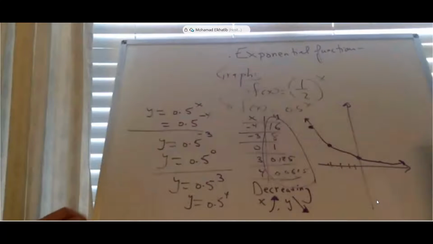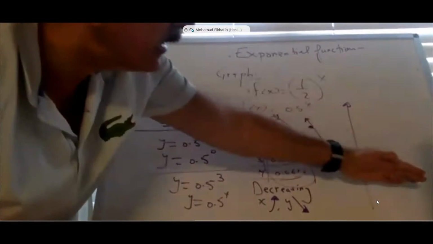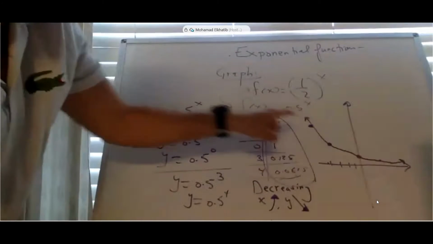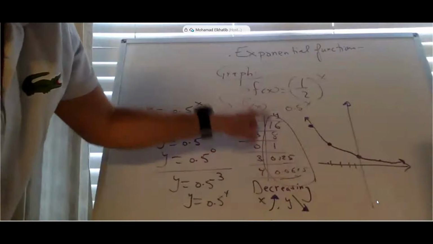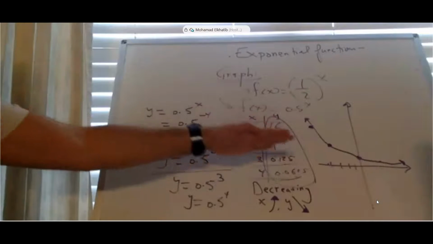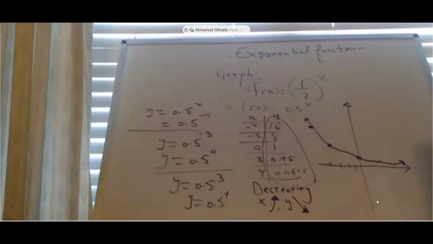And I'm done. And you notice it's decreasing. It doesn't touch the x-axis because I don't see y equals 0 at all. Y is always positive, which means the graph is always going to be on top of the x-axis.